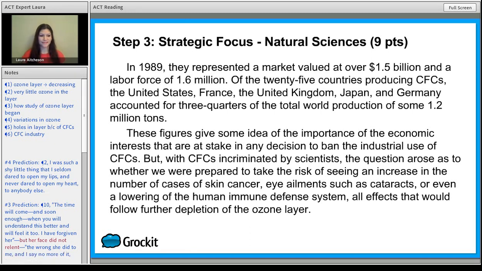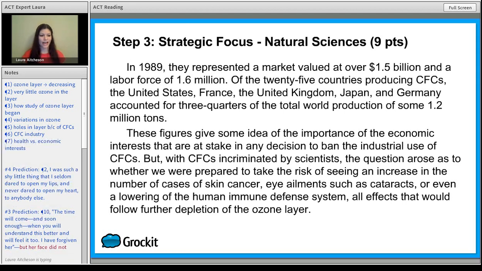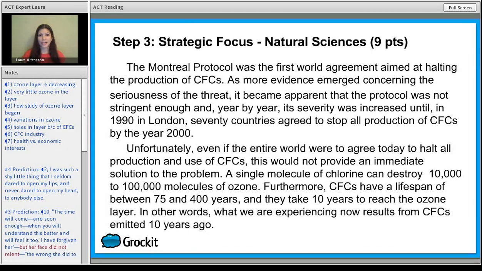Paragraph 7, health versus economic interests. And again, you should be pausing the video to read each paragraph. It'd be nice if I was just there next to you on test day and just writing down the notes, but you have to do it yourself. Okay, paragraph 8, ready, set, go. Paragraph 8, efforts to limit. Paragraph 9.